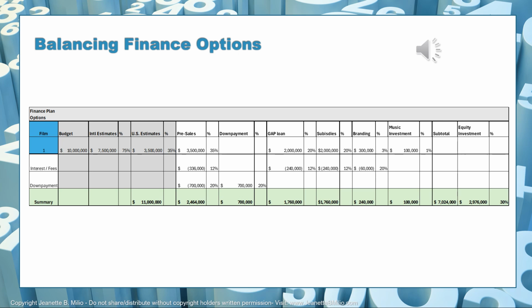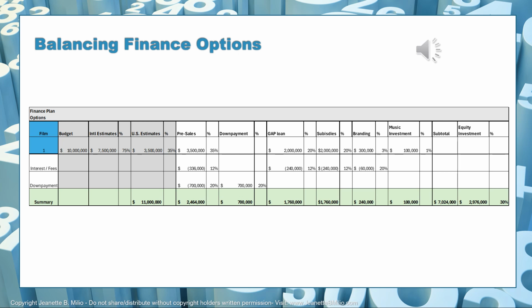Or are we looking into different options and balancing finance sources and related components in order to still make the film happen and still make it profitable? So this first example here is our general finance plan, the way we have discussed it before. I just added a few things to it. So let's take a look at this.